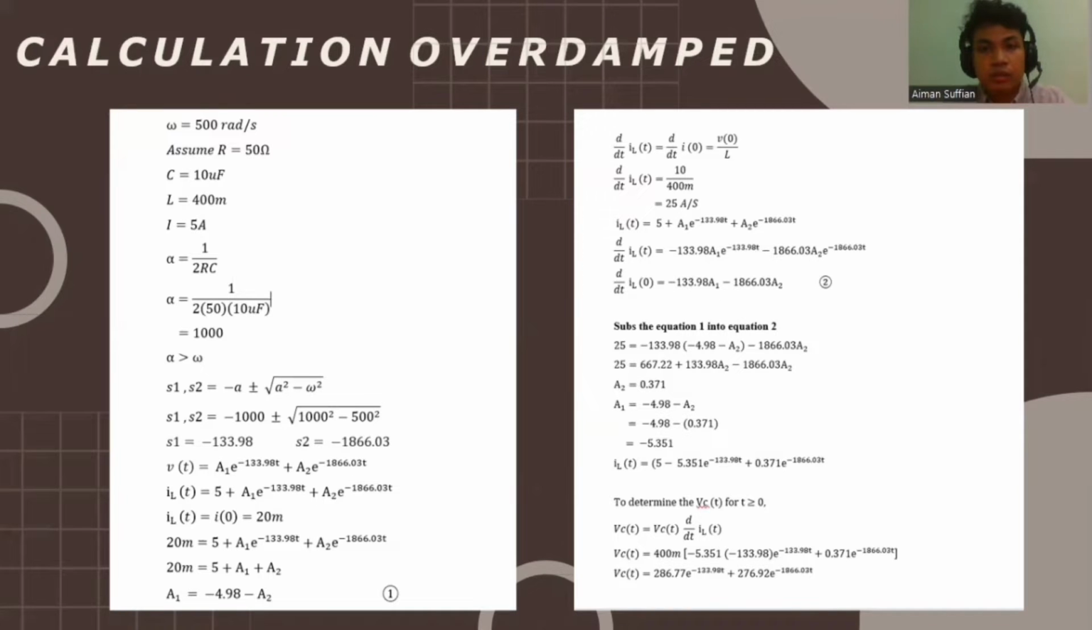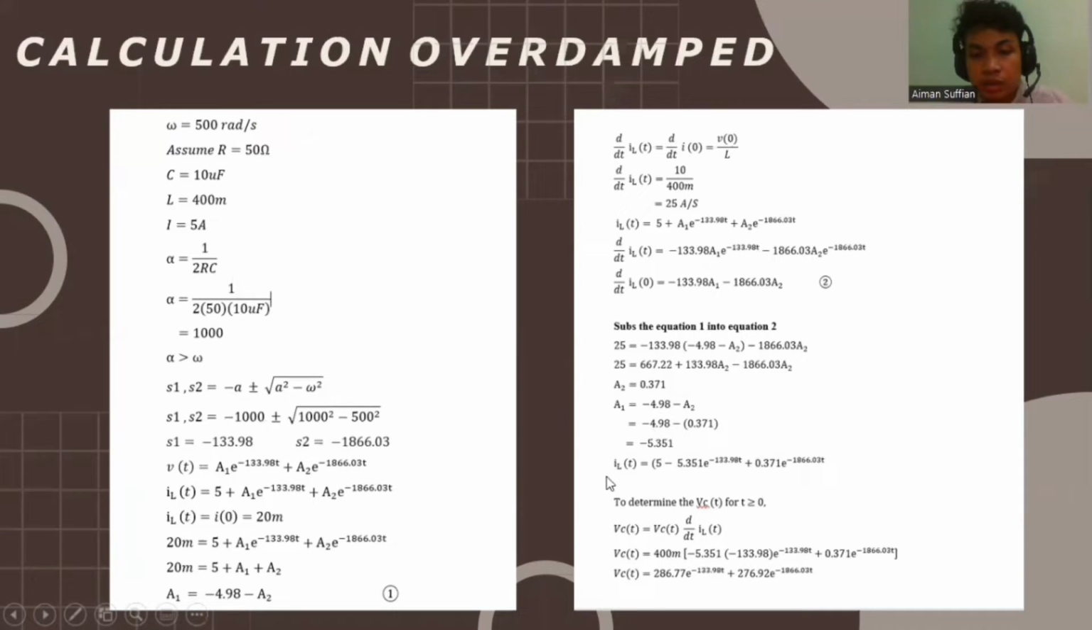And then we just do the differentiation to get dIL/dt at t equal to 0, which is 10 over 400 milli, which is equal to 20 milliampere per second. So here is the equation, and then we substitute equation 1 into equation 2, and we got the A2 value equals 0.371 and A1 value negative 5.351. And then after we got the A1 and A2 values, we just substitute them into this formula.